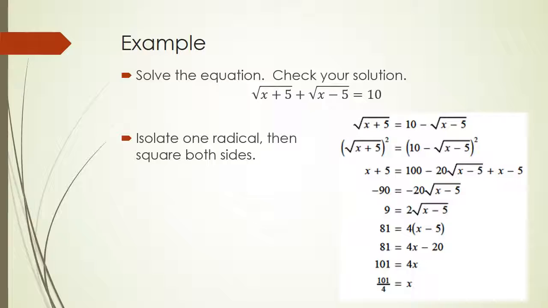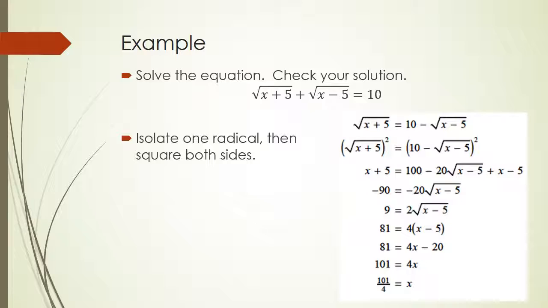So we can combine the 100 and the minus 5, and we can get 95, and then subtract it from both sides. And also notice we have an x on both sides, so we can subtract x from both sides, and it goes away. So now we have negative 90 equals negative 20 square root of x minus 5. Then what we did in this particular problem is we divided both sides by negative 10, and got 9 equals 2 square root of x minus 5, and then squared both sides.